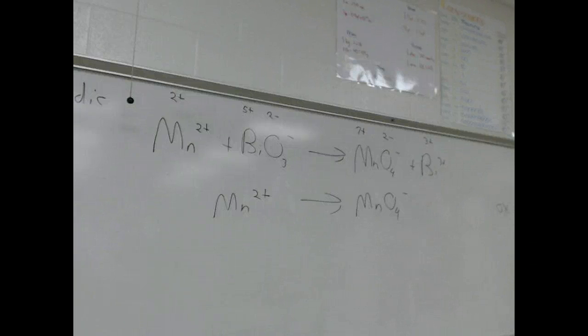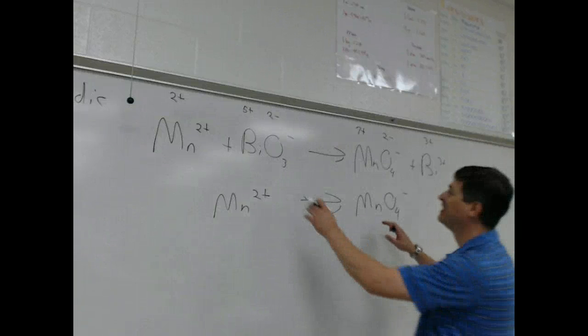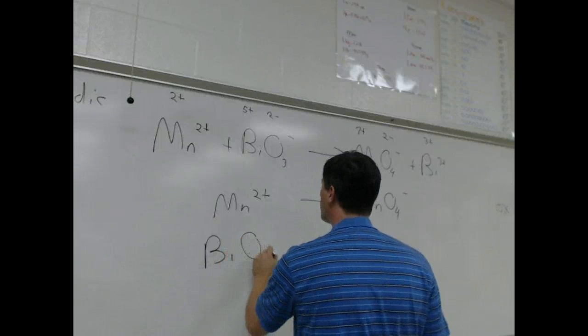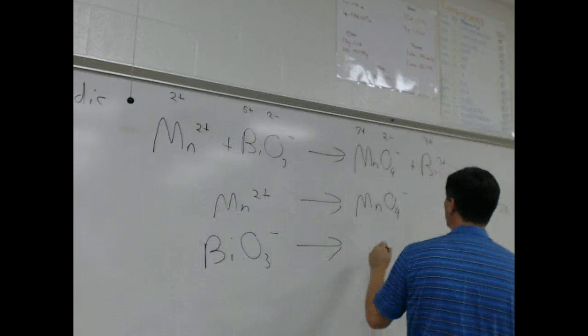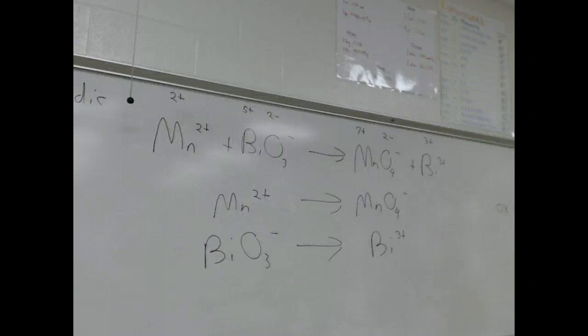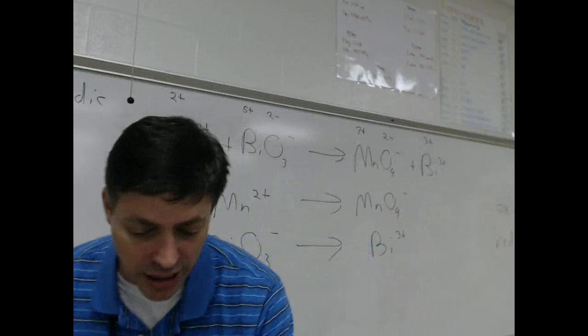What's being reduced? The Bi. BiO3- is going to Bi3+. Why is that a reduction? It's gaining electrons. It's going from 5+ to 3+. It's less positive. It's gaining electrons. Now we've got our half reactions. Let's follow our steps.